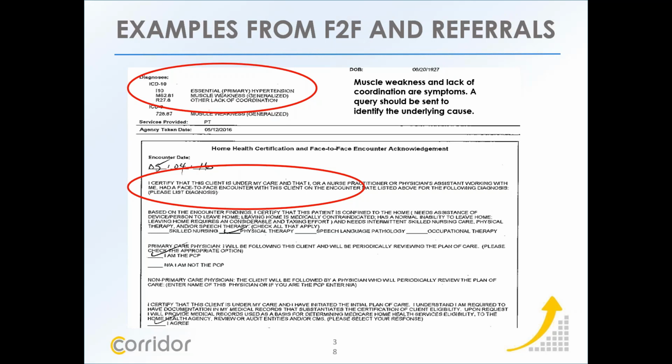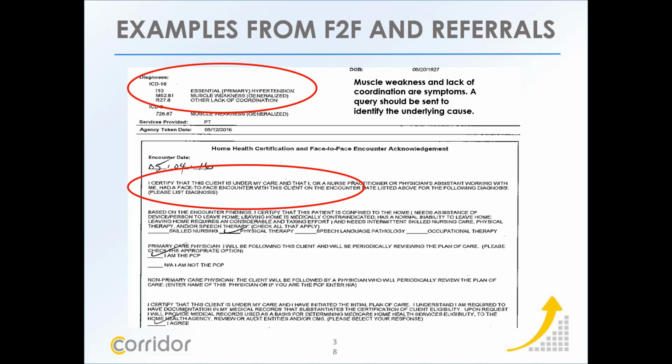We have a nice little list of documented diagnoses, goodness gracious, listed at the top left-hand corner: hypertension, generalized muscle weakness, and other lack of coordination. When you go down a little bit further and look underneath the second red circle, we see it's therapy only. So if the primary hypertension is the primary diagnosis, unless we have documentation that the hypertension is causing the generalized muscle weakness or lack of coordination, then we have a problem. We're going to need to find that information in there.